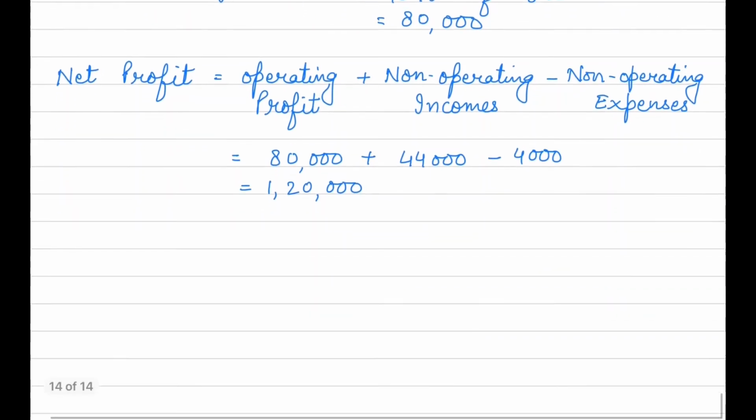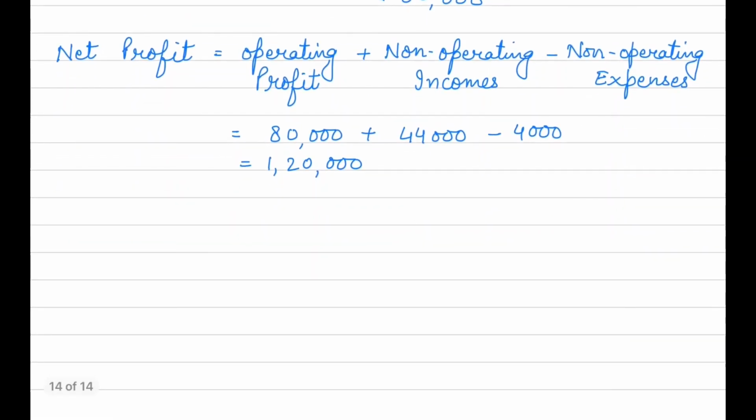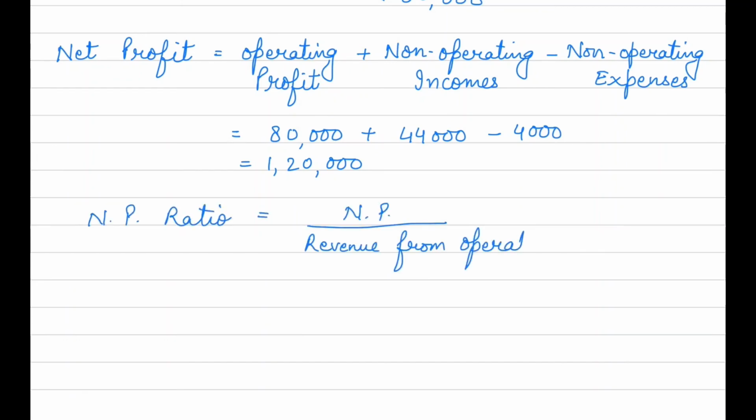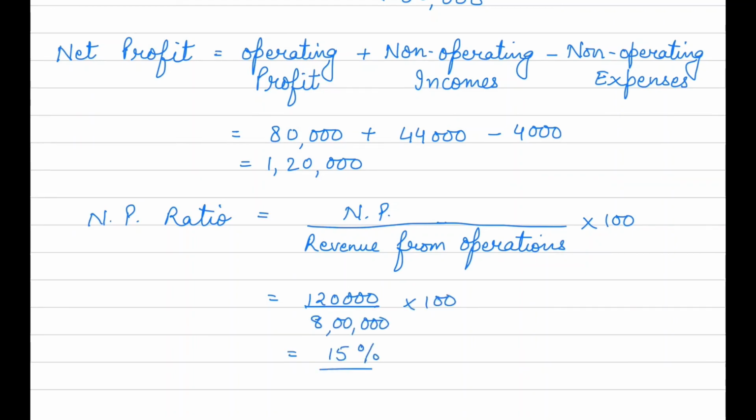And now we can easily calculate net profit ratio. So the formula for net profit ratio is net profit divided by revenue from operations, or revenue from operations we can call it as net sales. So net profit divided by sales multiplied by 100. So this will be 1,20,000 divided by 8 lakh multiplied by 100. And this will give you 15% net profit ratio. So these questions were quite tricky. I hope you have understood.